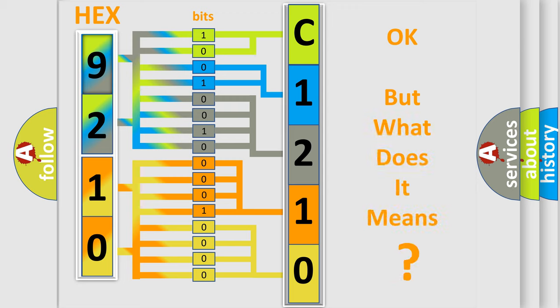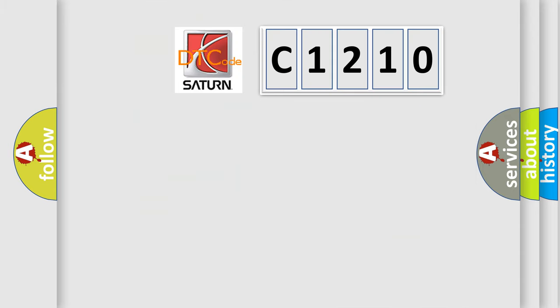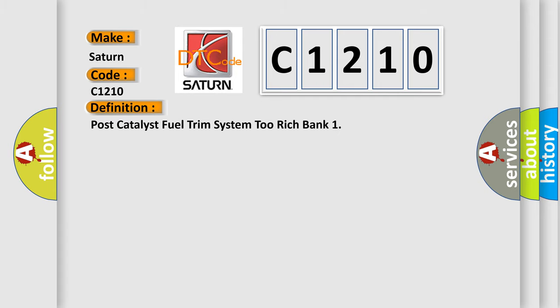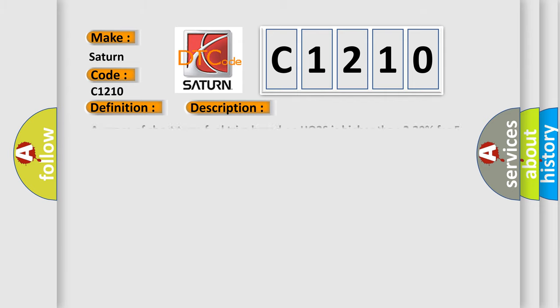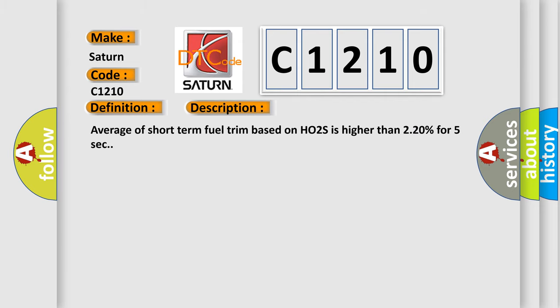The number itself does not make sense to us if we cannot assign information about it to what it actually expresses. So, what does the diagnostic trouble code C1210 interpret specifically for Saturn car manufacturers? The basic definition is post catalyst fuel trim system 2 rich bank. And now this is a short description of this DTC code. Average of short term fuel trim based on HO2S is higher than 220% for 5 seconds.